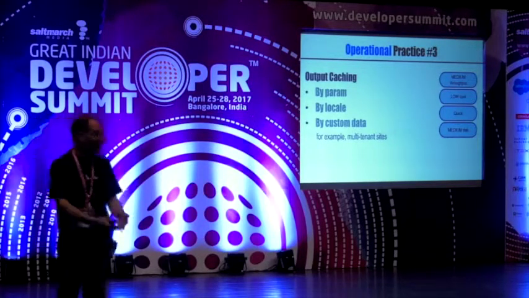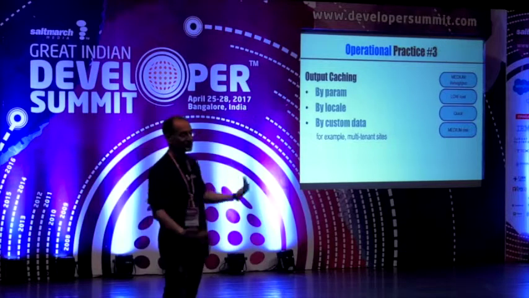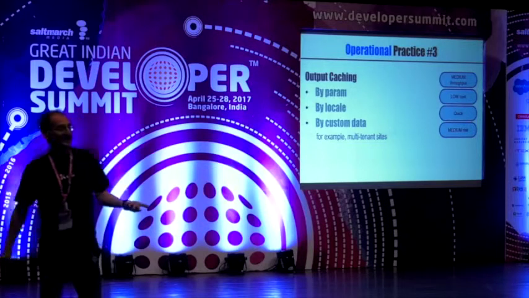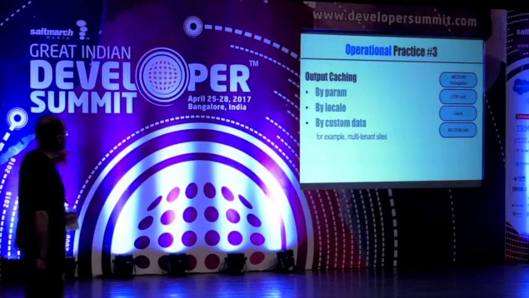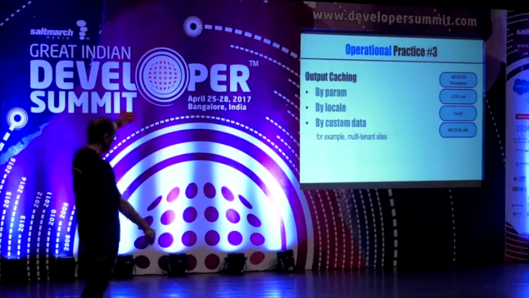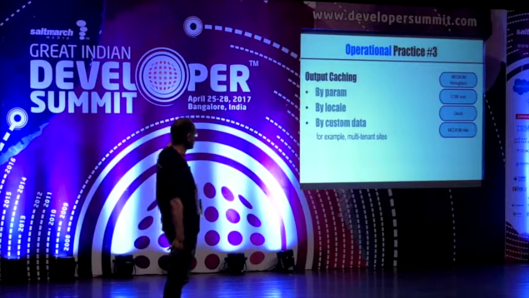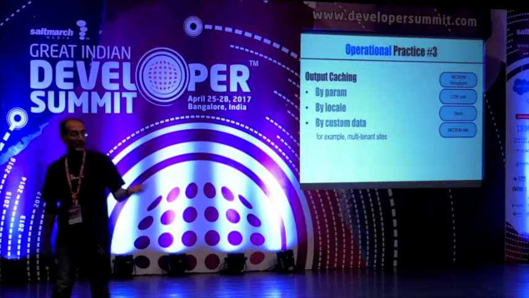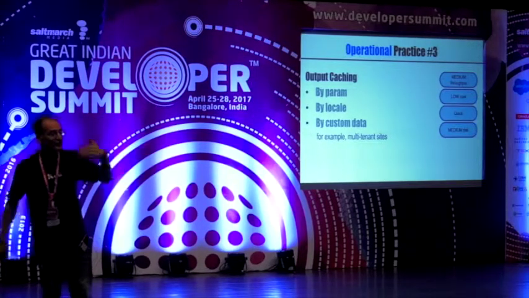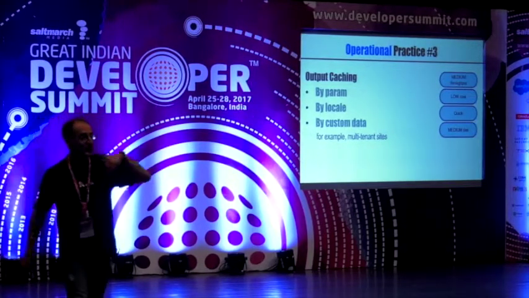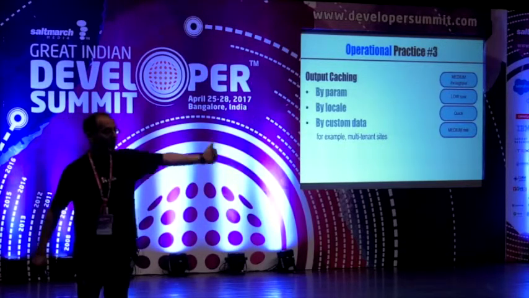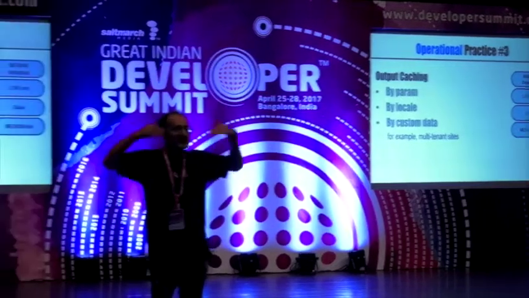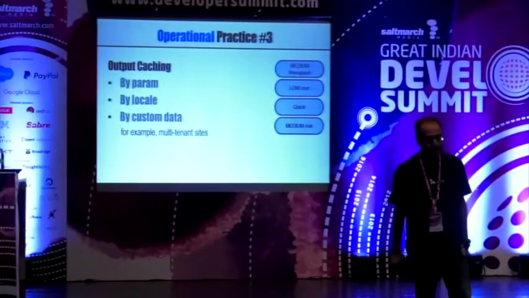So output caching is essentially a configuration of the endpoint so that, based on parameters you receive, the locale, so the language requested by the browser, or perhaps custom data you configure, you essentially instruct the web server to maintain multiple static HTML-based copies of the page for the specified amount of time.